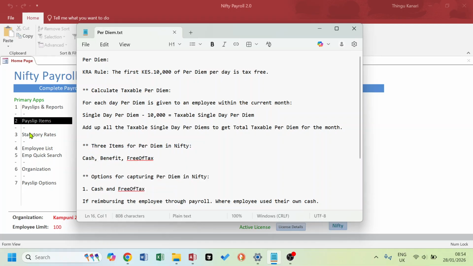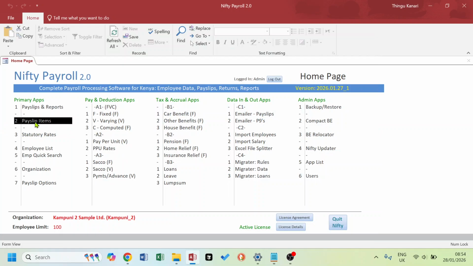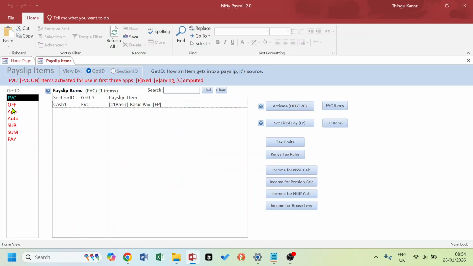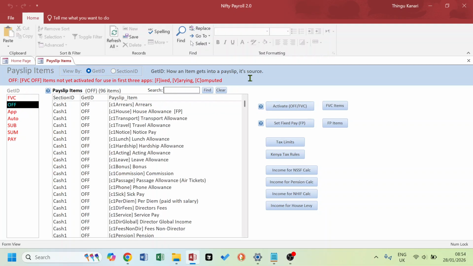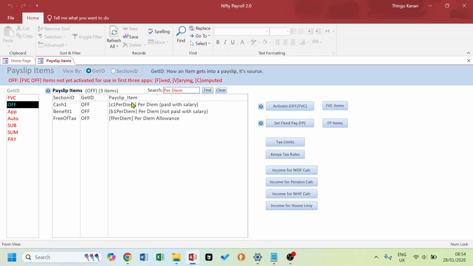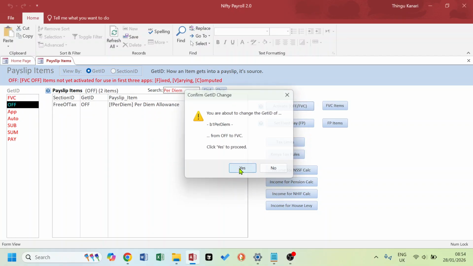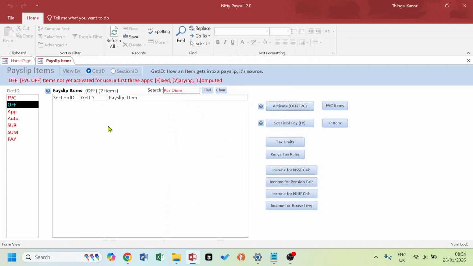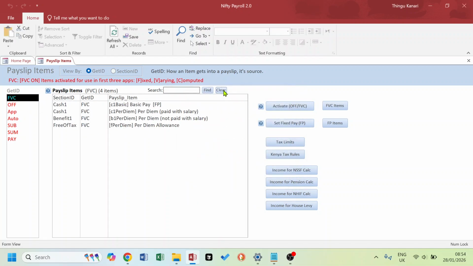So let's go to Nifty and activate them. To activate, you go to payslip items, you come to off, and you can do a search here for Per Diem, like that, and say find. So there you are, the three: cash, benefit, free of tax. They are all off. You want to activate, so just activate one by one. Highlight, click activate, yes. It moves to FVC. There it is. Next one, activate, yes. Next one, activate, yes. So all three now are here. If we clear, we have our basic pay and the three Per Diems that we've activated.